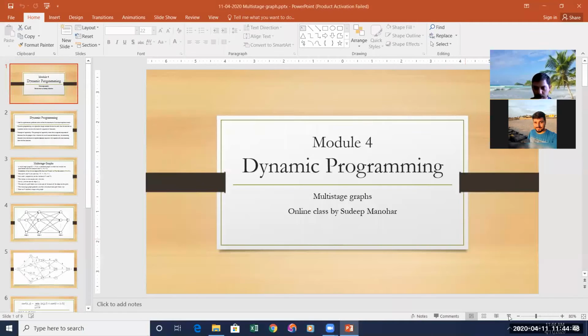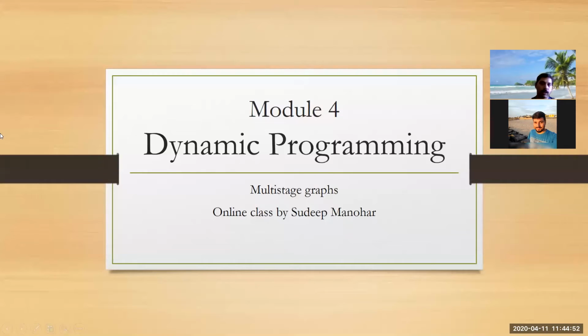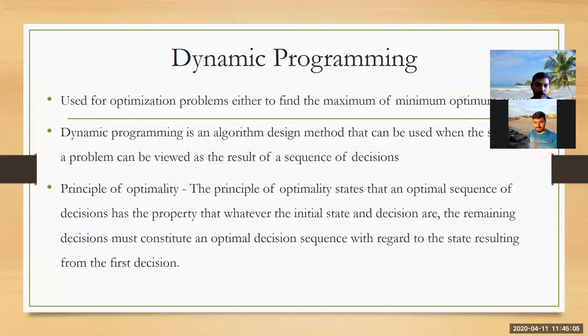So till now we have completed module 3. So this is module number 4, and the topic is dynamic programming. In dynamic programming, once again, there are many problems, and we're going to look at multi-stage problems in today's class. First, understand what is meant by dynamic programming.